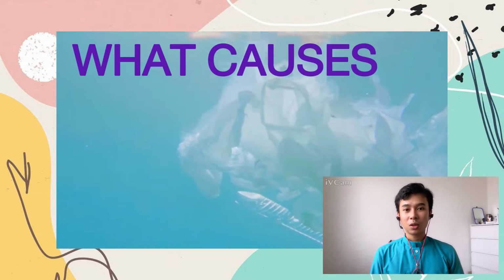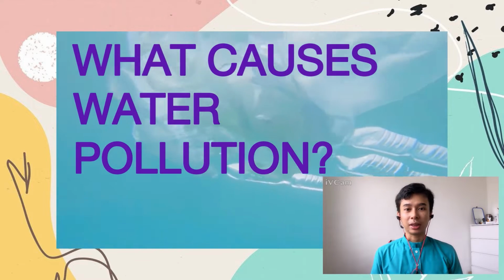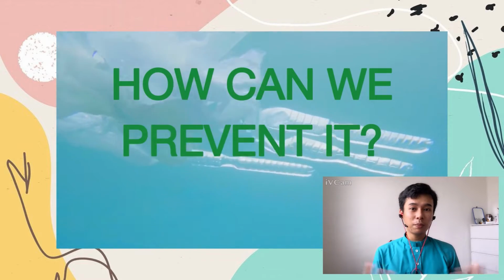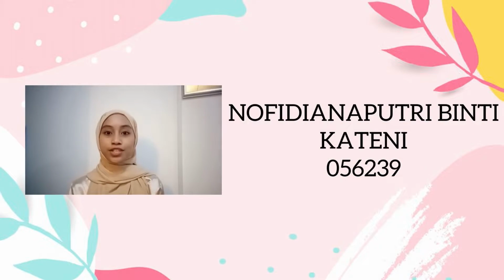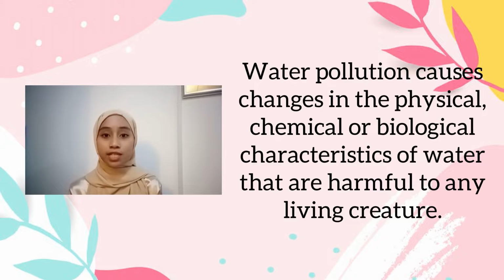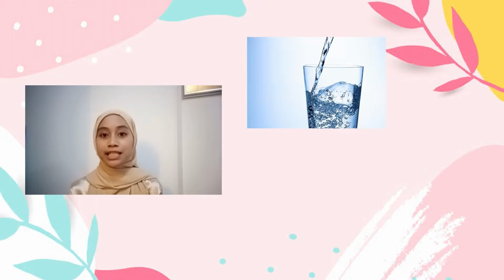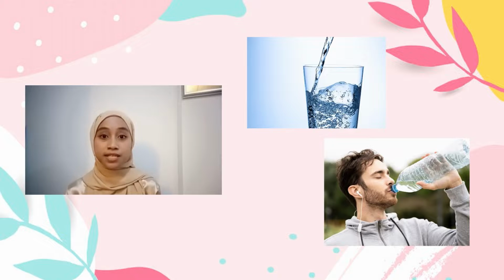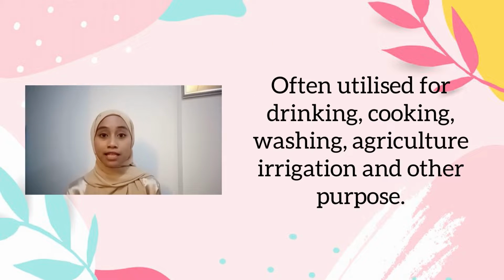So, what causes water pollution and how can we prevent it? Water pollution is generally the result of human activity. Water pollution causes change in the physical, chemical, or biological characteristics of water that are harmful to any living creature. Drinking water is defined as water that is deemed safe for human and animal consumption. This water is often utilized for drinking, cooking, washing, agriculture, irrigation, and other purposes.